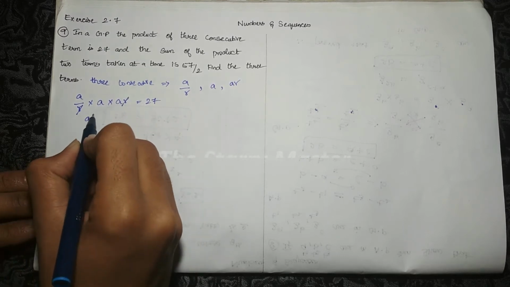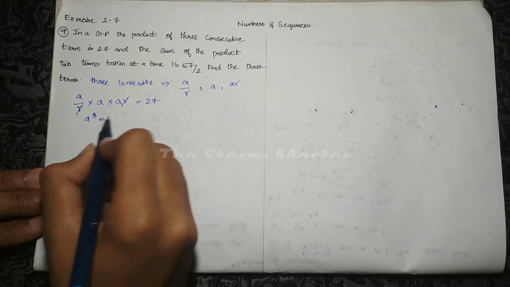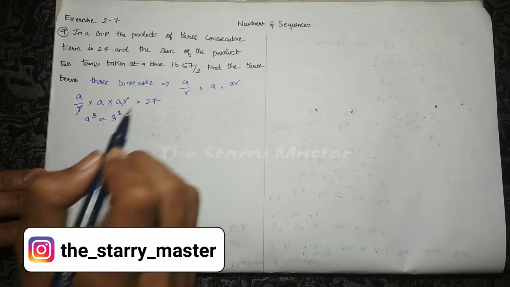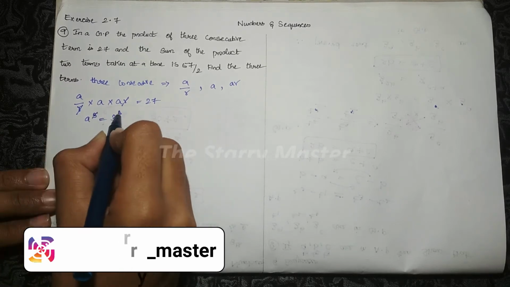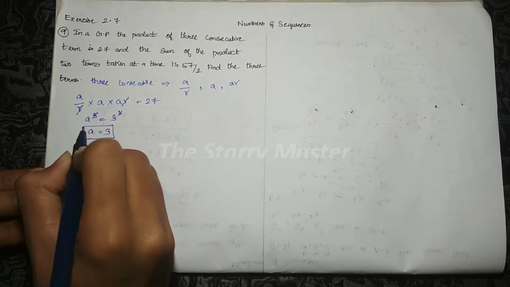So we have a into a cube equal to 27. Let's take this 27 as 3 cube, 3 into 3 into 3. So the cube gets cancelled, and a equals 3. Okay, here we have found a.